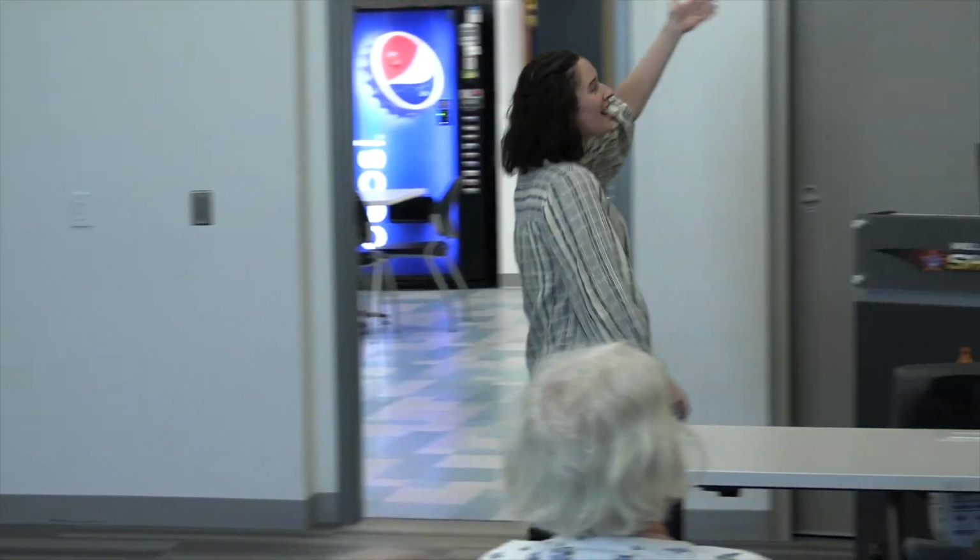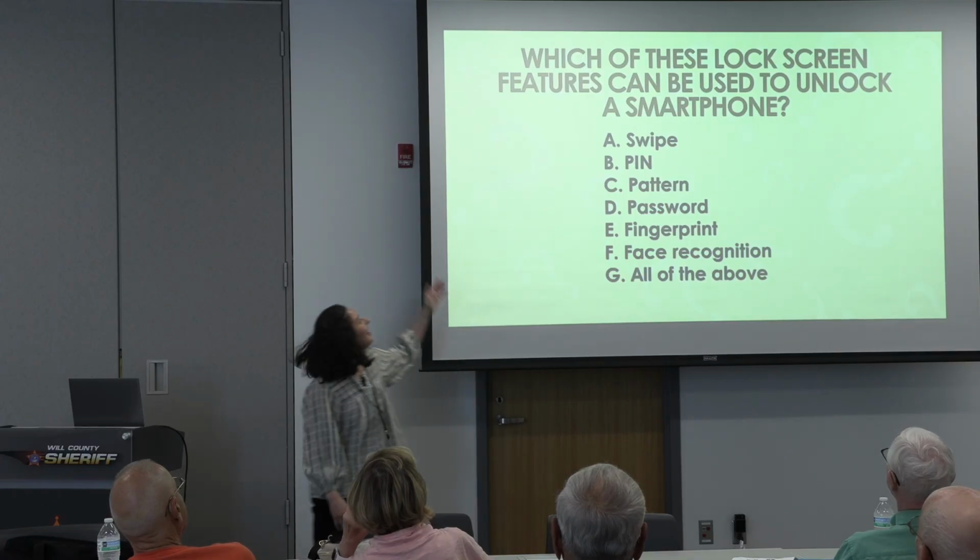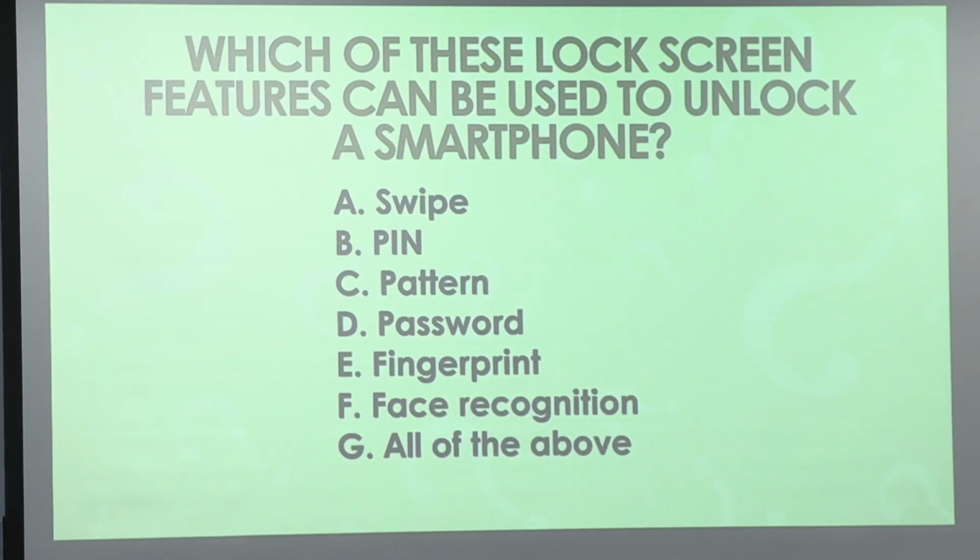But of all these lock screen features, we need Jeopardy music. I don't have that, but we'll pretend. Which of these can be used to unlock a smartphone? Swipe, pin, pattern, password, fingerprint, face recognition, or all of the above? All of the above, yes. Exactly, all of those can be used depending on your smartphone.